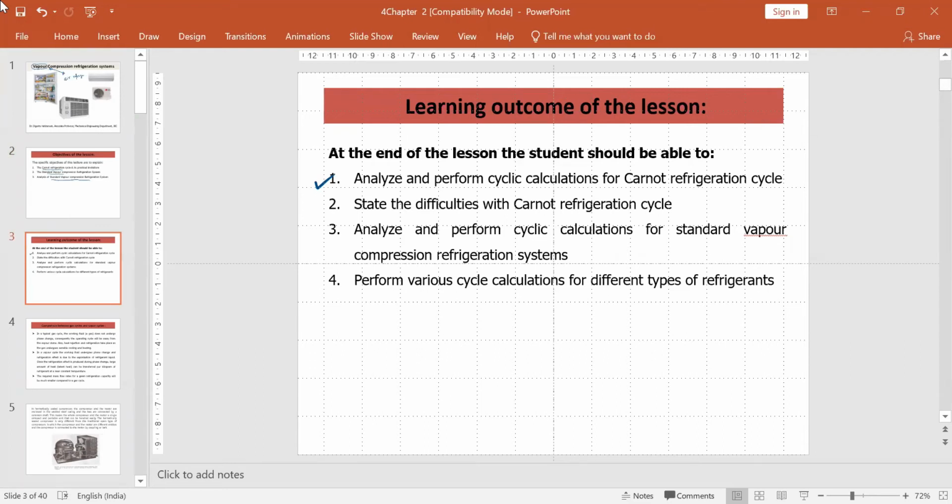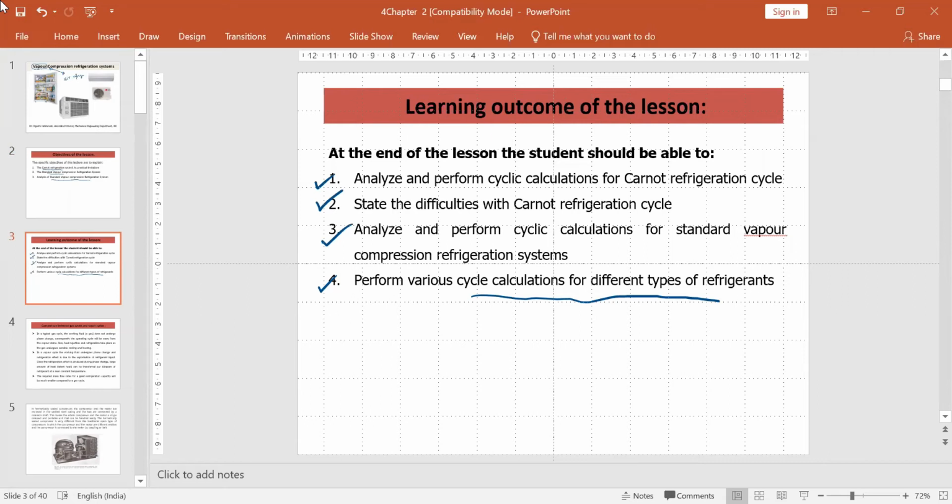State the difficulties with the Carnot refrigeration cycle. That is why the Carnot refrigeration cycle is only a standard one; this is not a practical one. Then analyze and perform cyclic calculations for the standard vapour compression refrigeration system, and be able to perform various cycle calculations for different types of refrigerant.